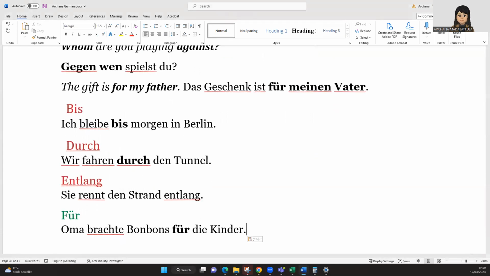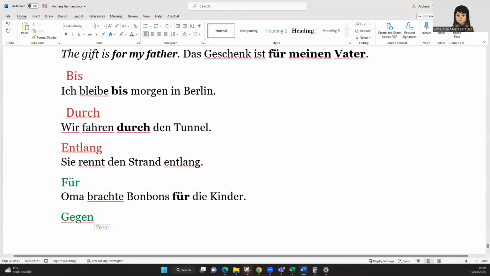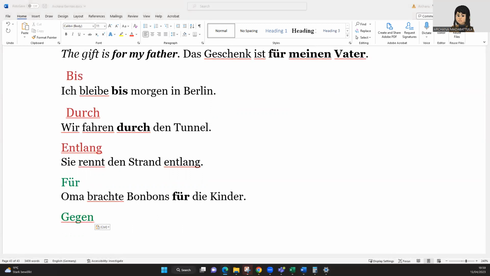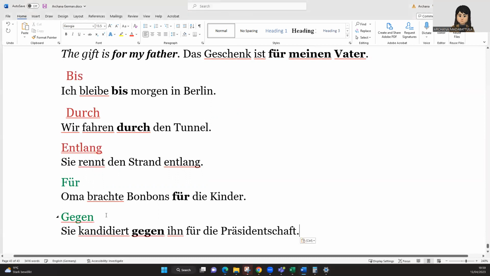Now, gegen. We already read it. Whom are you playing it against? You, right? So gegen is something like against. Gegen is also a preposition, and we use it as against. She is running against him for the presidency: The candidate läuft gegen ihn für die Präsidentschaft. So again, I repeat, the candidate runs against him for the presidential job.